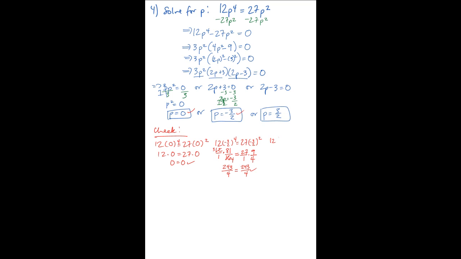We can try the same thing again. Positive 3 halves. We'll see it's actually going to go just the same way as it did with the negative 3 halves, because when we take the 4th power of positive 3 halves, we'll get the same thing as when we took the 4th power of negative 3 halves. When we square positive 3 halves, we'll get the same thing as when we squared negative 3 halves. So again, if we go through this procedure, we'll again get 243 over 4 equals 243 over 4. You can check that. So we can see that positive 3 halves is also a solution.